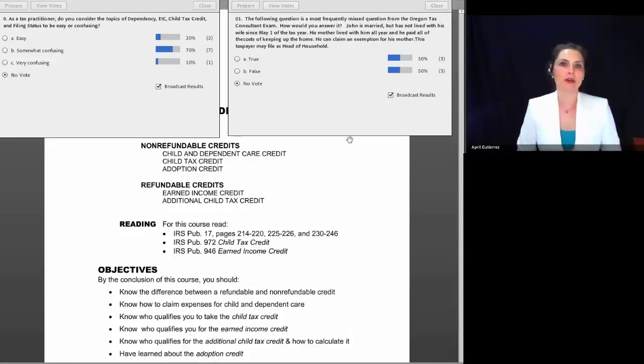This question comes from the Oregon License Tax Consultant Exam. For those of you who are not familiar with Oregon's licensing laws, Oregon stands out as a very unique state in the nation in that mandatory education, testing, continuing education, and licensing have been in place in this state for 40 years.